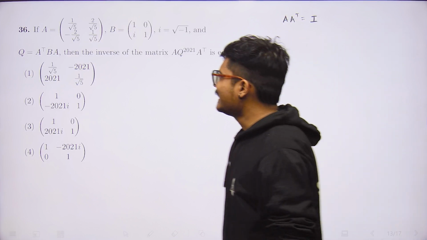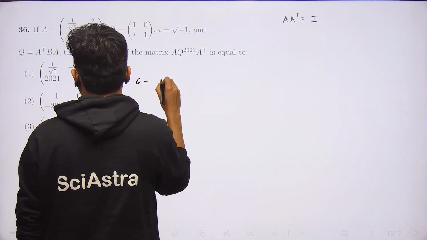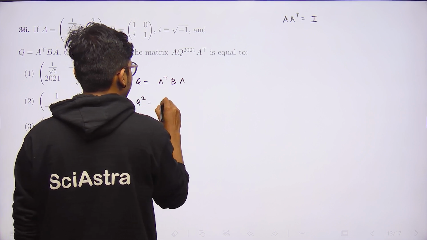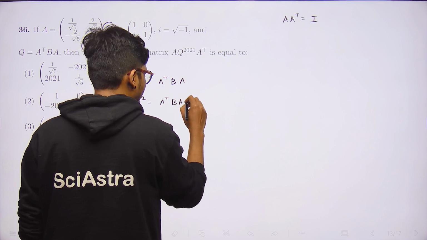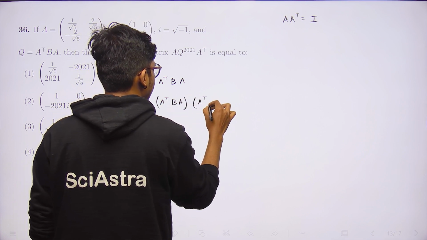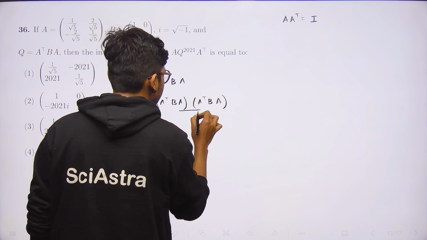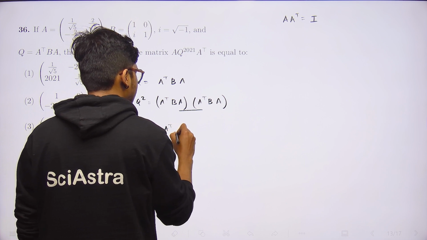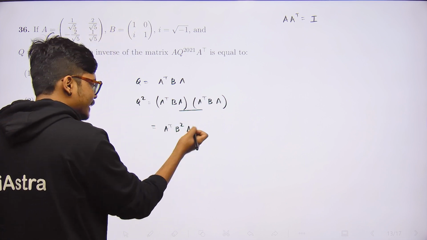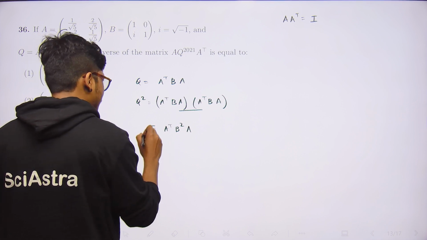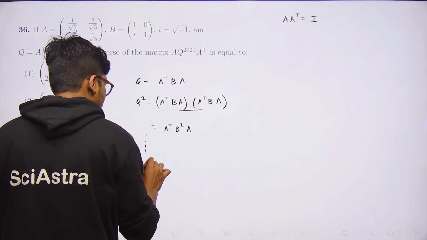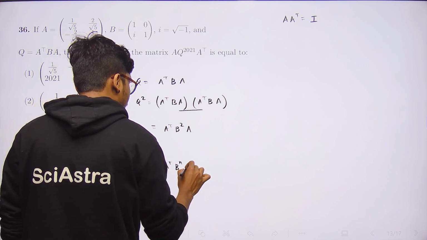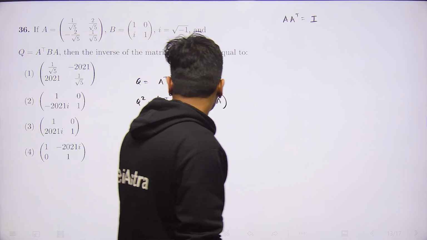Now, if we look at Q, कैसे defined है? Q is A transpose B A, right? So if I look at Q square, ये क्या आ जाएगा? A transpose B A followed by again the same thing, right? So A transpose B A. So A transpose A is equal to identity, right? तो ये क्या आ जा रहा है? A transpose B square A. Similarly, I can use induction or just ऐसे ही. So the same way, we can say that Q to the power n is equal to A transpose B to the power n times A. ठीक है ना? Okay?